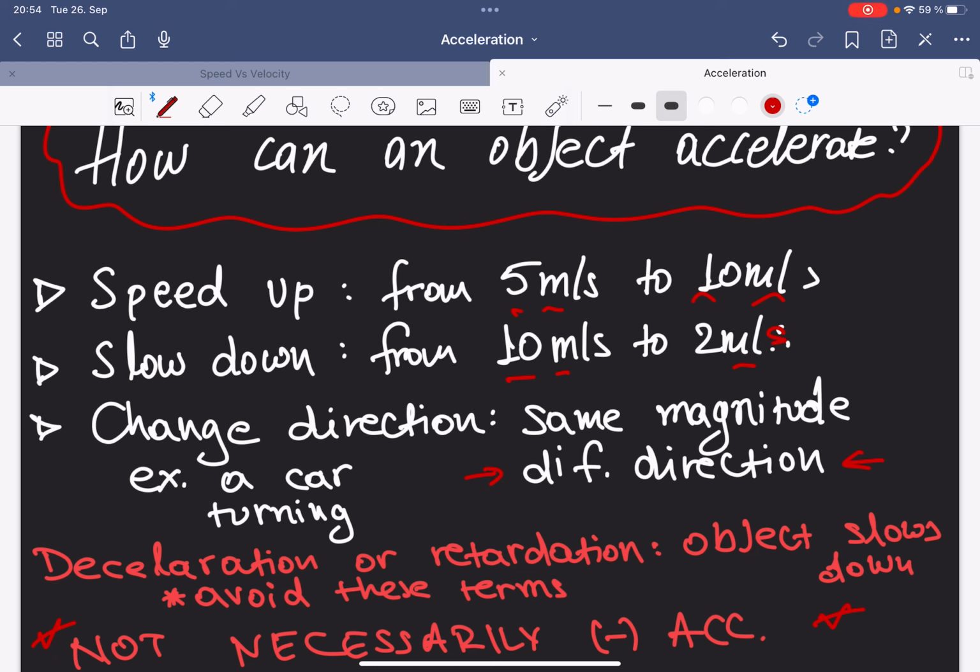So the key here is to be able to identify the words deceleration and retardation as a synonym of an object slowing down. I hope this video has been helpful to clarify a few ideas around acceleration.